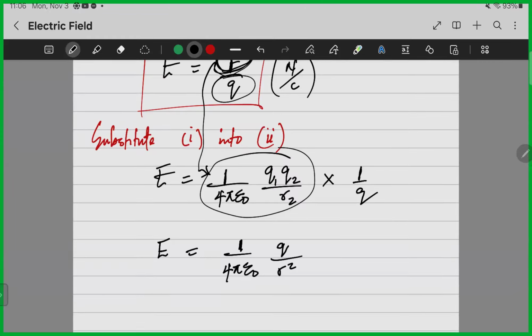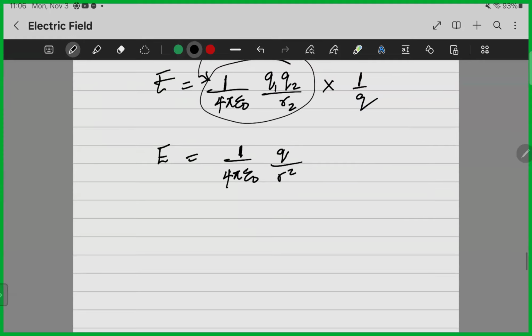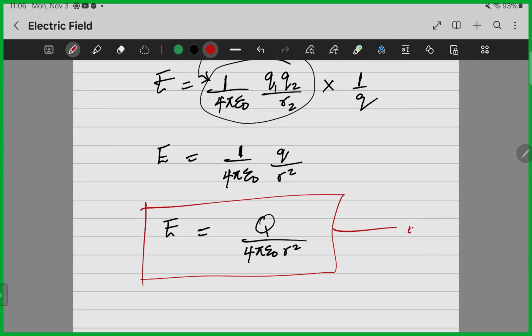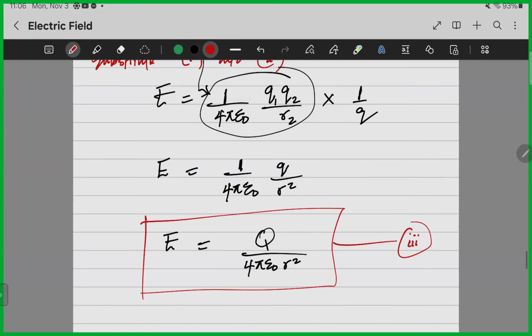So the idea now is that you now have the formula for E. You can now write it as capital Q over 4 pi epsilon naught r squared. So keep this one in mind. This is another, I'm going to call it Roman figure 3. So that is the formula for electric field.